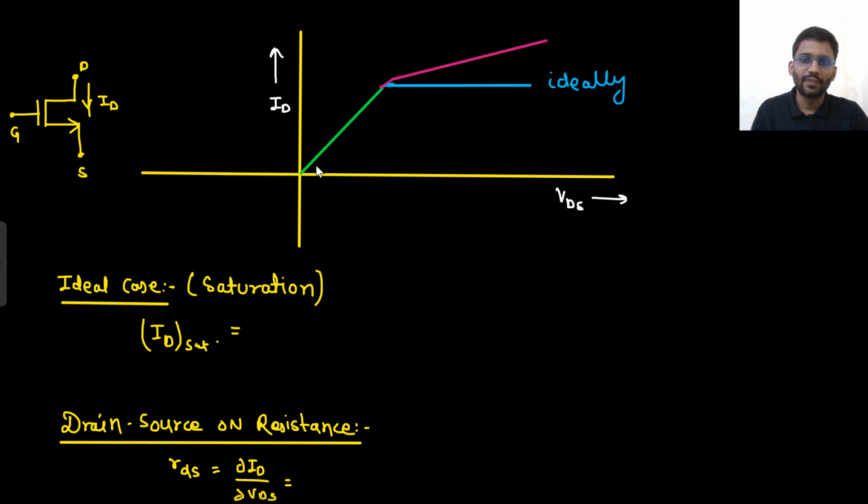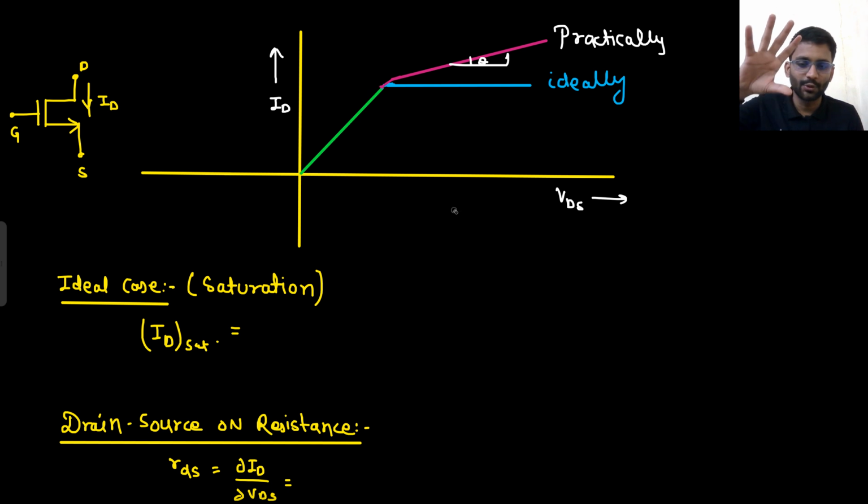Okay. So this was the practical case, and this was the ideal, this is the practical. Actually, I have shown this slope to be high. This is just to show you the difference between the ideal and practical graph, but in actual, the slope will be very low. It will be like this only.